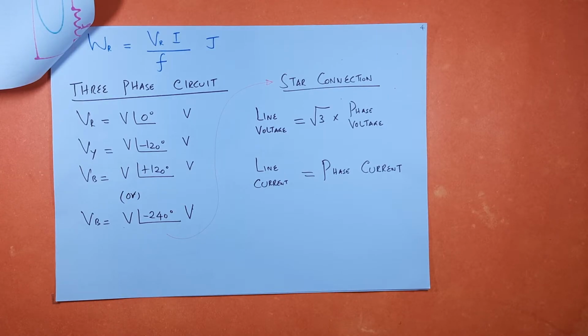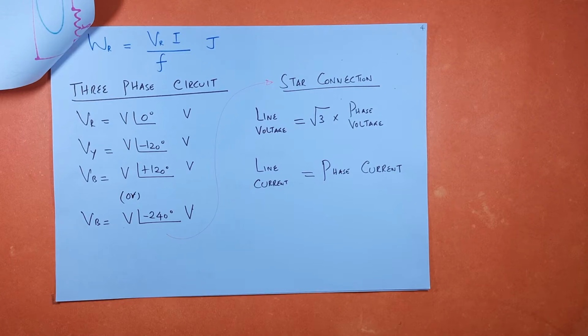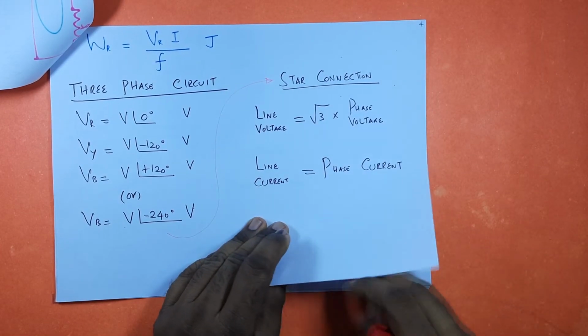Next we go for three-phase circuit. So in a three-phase circuit we have three phases R, Y and B. If R is the reference phase, it is given by V angle 0 degree volt, Vy equals V angle minus 120 degree volt, Vb equals V angle plus 120 degree volt or Vb equals V angle minus 240 degree volt. And we have star connection. Star connection: line voltage equals root 3 times phase voltage, line current equals phase current.